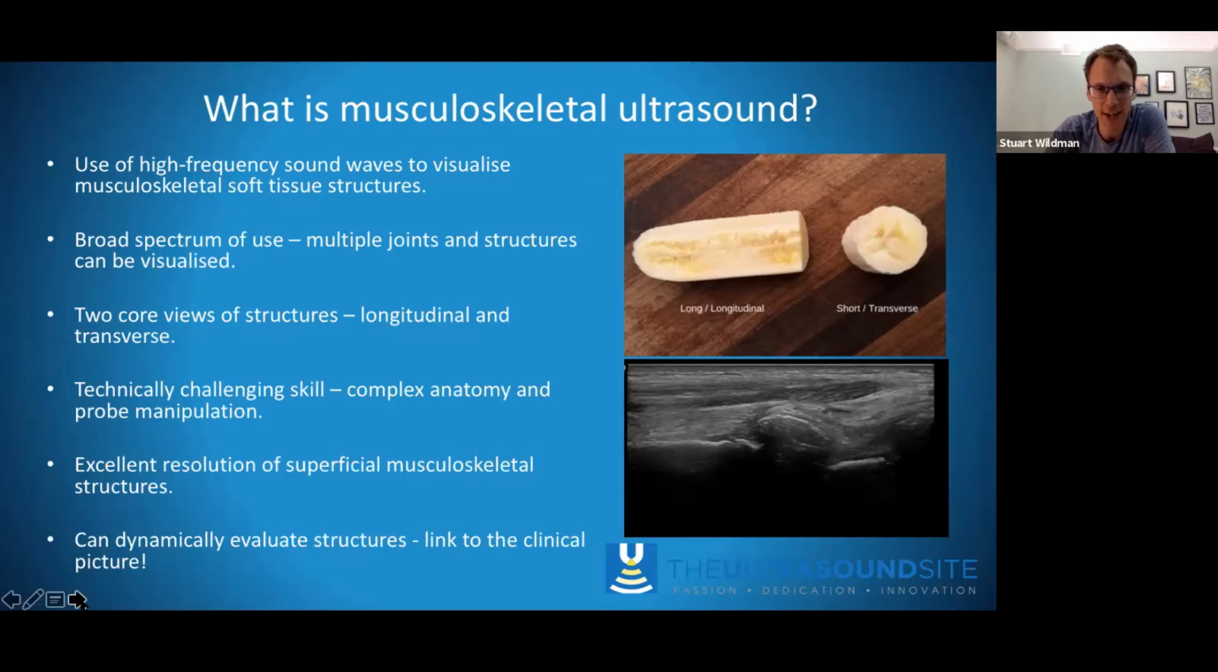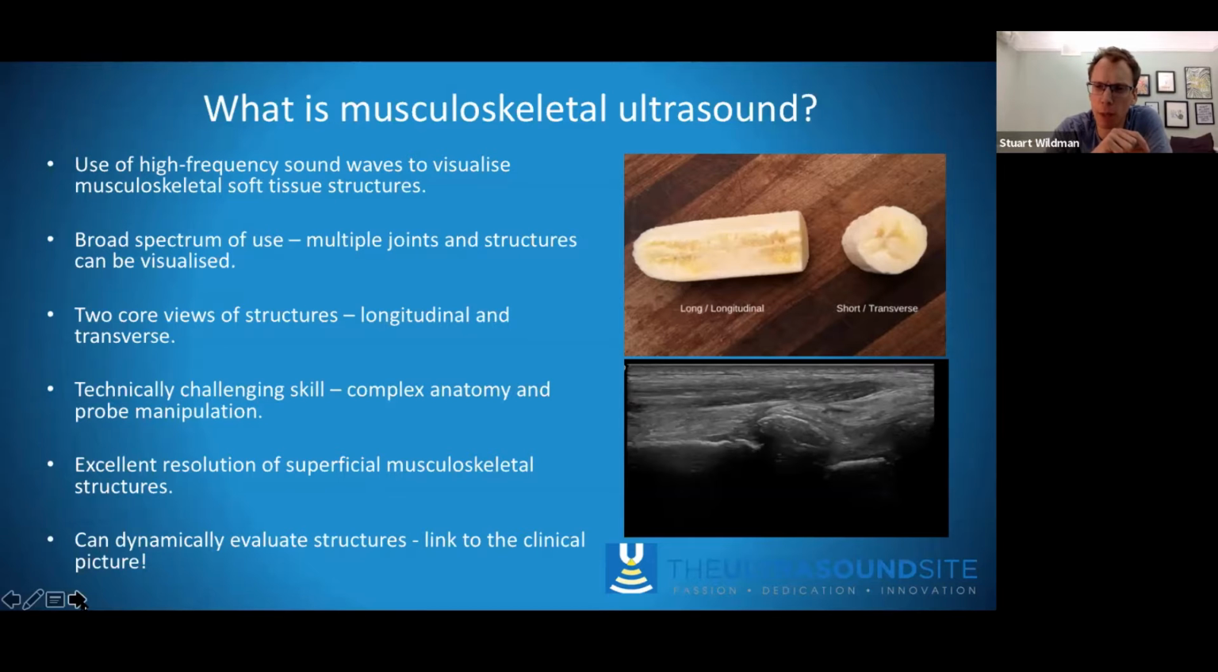It's a technically challenging skill. So musculoskeletal anatomy is complex. And when you start to use ultrasound, I think you really start to appreciate that it's actually very complex. And you certainly need to have a very good anatomical blueprint behind you to help you manipulate your probe to visualize structures appropriately. Alongside that, probe manipulation is a real skill in its own right.